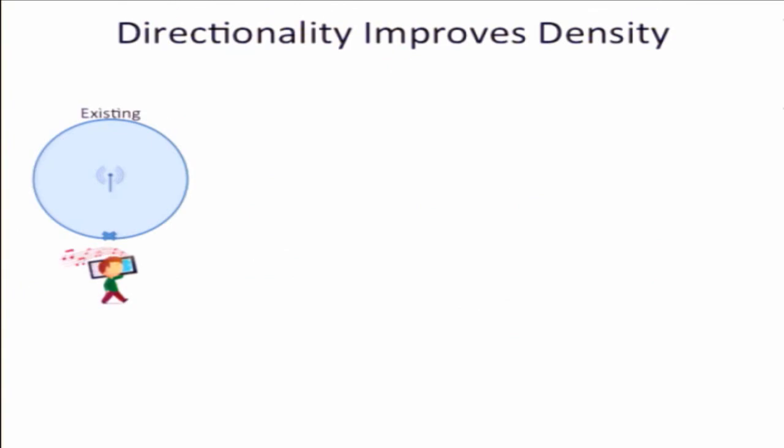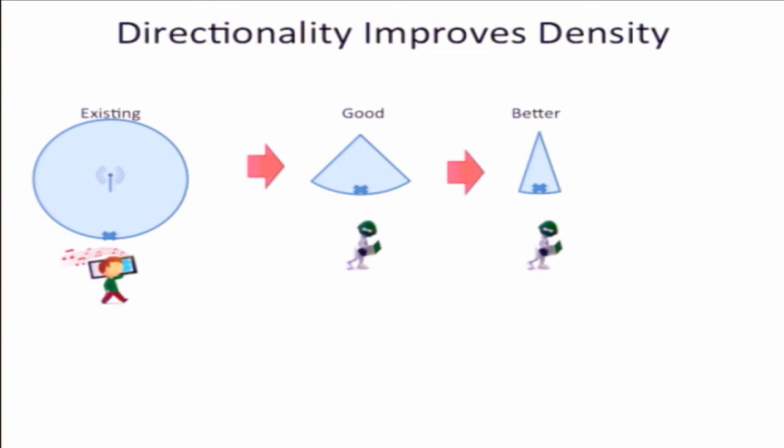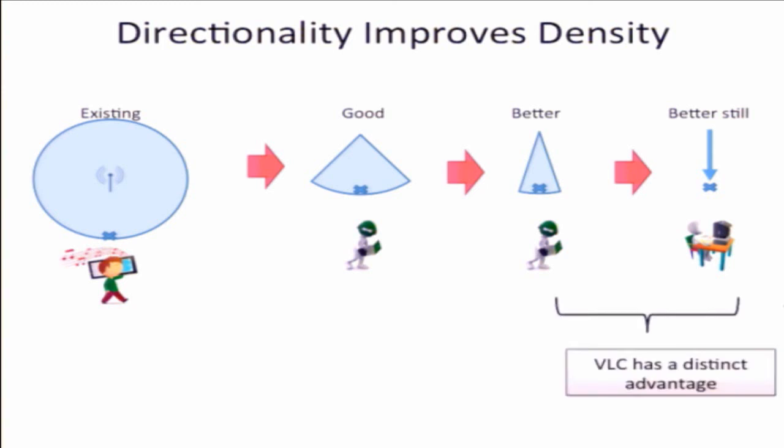How does the directionality improve density? That's your disk model for RF. If we can narrow that down, that's going to give us better reuse of that signal. If we can make it even narrower, it's better, so a narrow field of view like light. Or if we go down to something which is pencil thin like a laser, we're going to have a wire replacement: one laser beam replacing this omnidirectional channel. So at this right hand side, visible light communication has a distinct advantage in its ability to sequester.